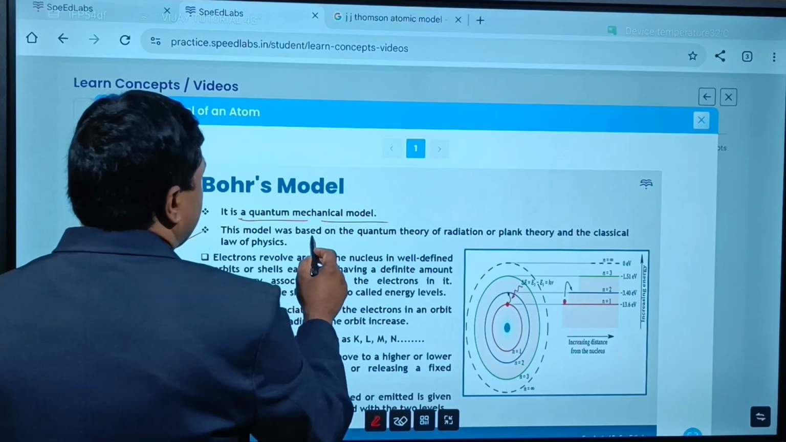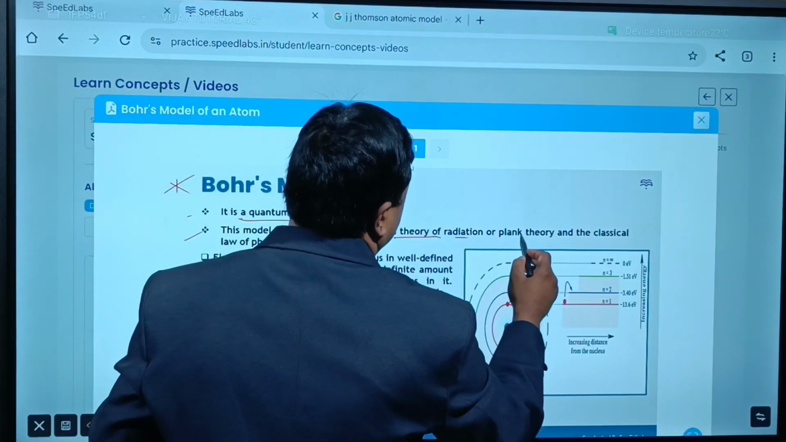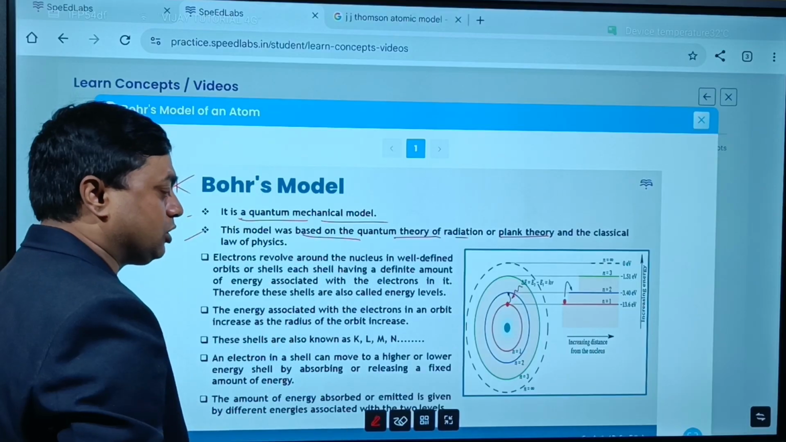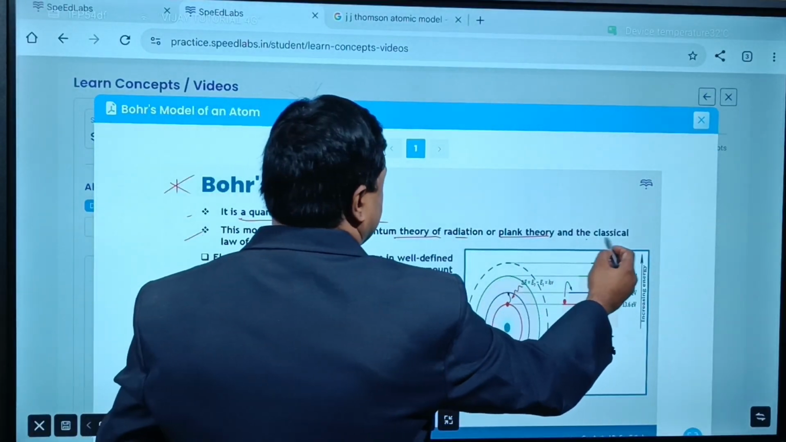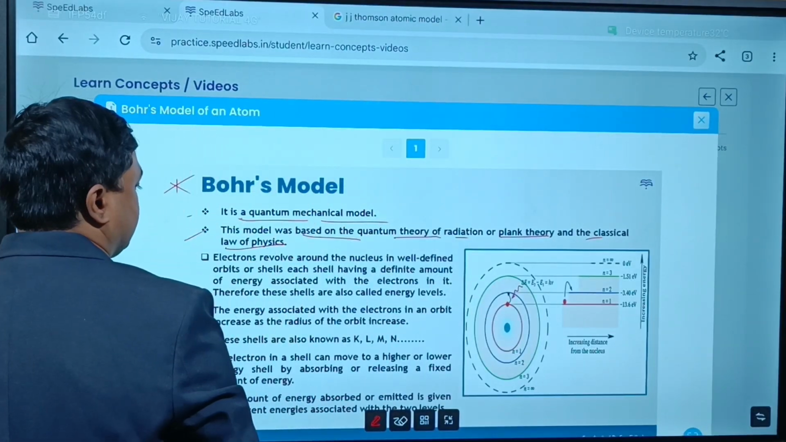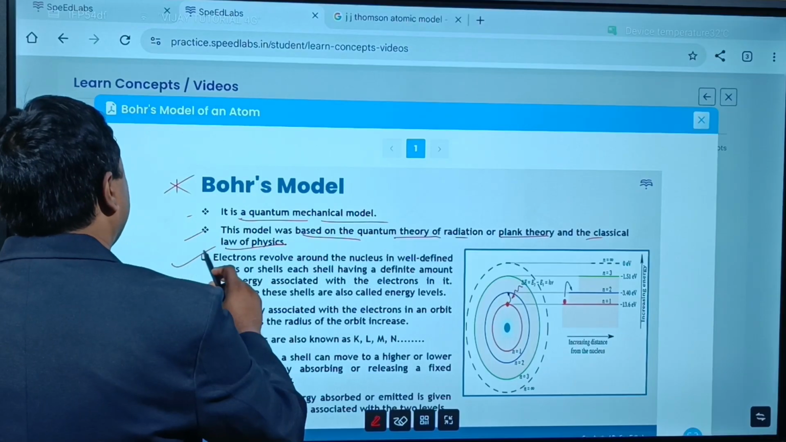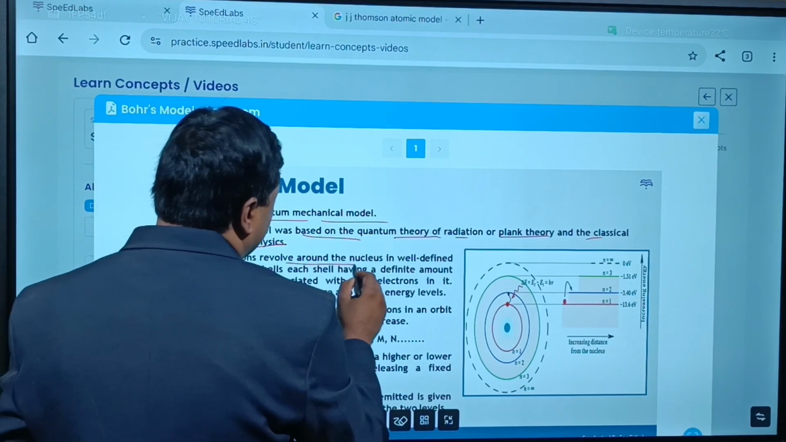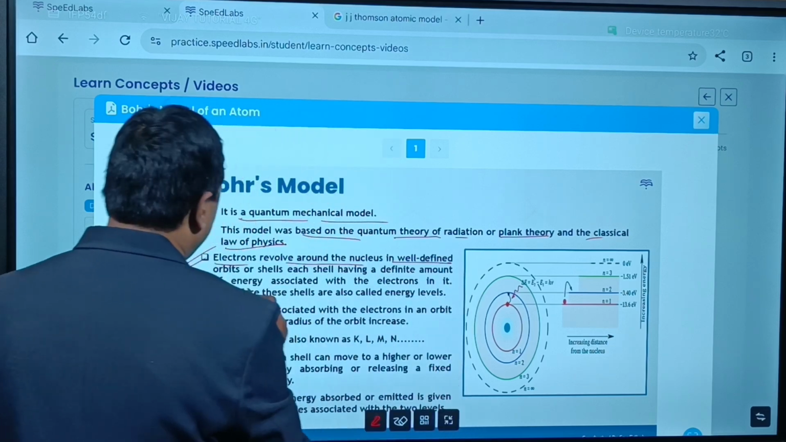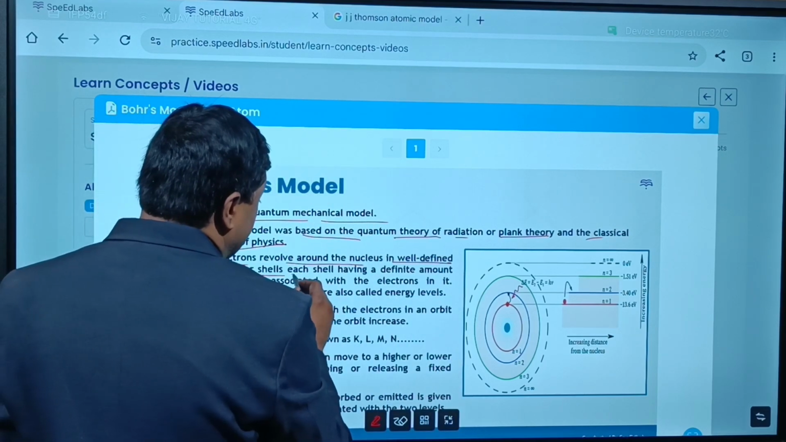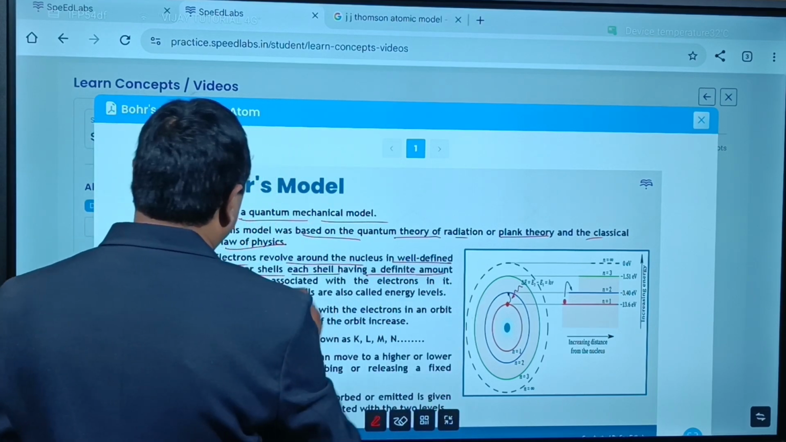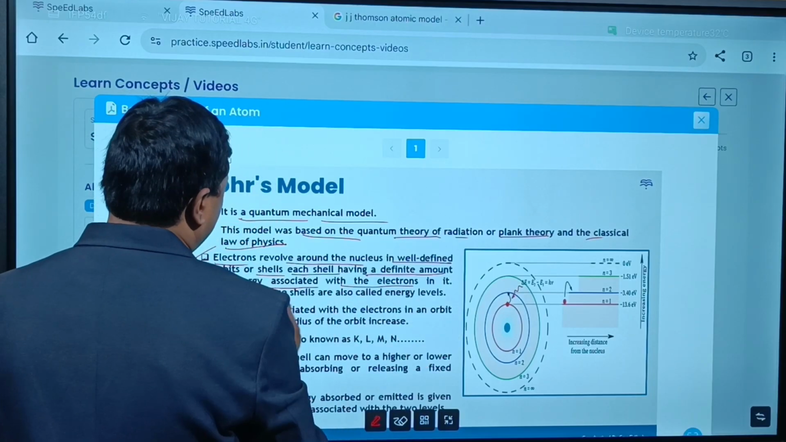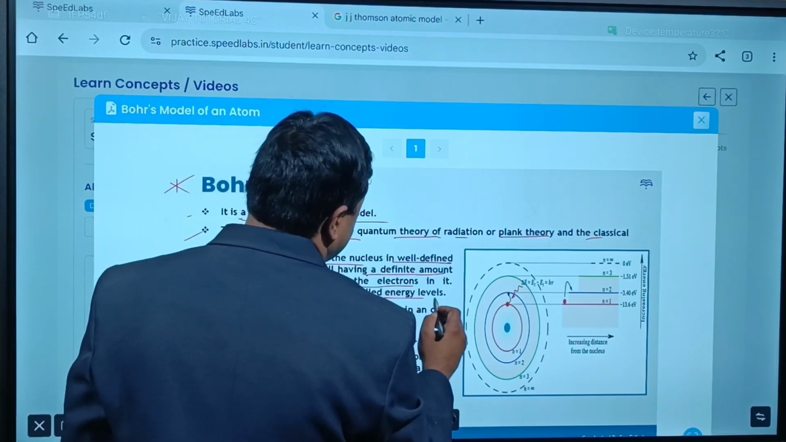This model was based on the quantum theory of radiation and Planck's theory, which you will study in PUC or class 11th, and the classical laws of physics. For your kind information, remember these points only. Electrons revolve around the nucleus in very well-defined orbits or shells, each shell having a definite amount of energy associated with the electrons in it. Therefore, these shells are also called energy levels.